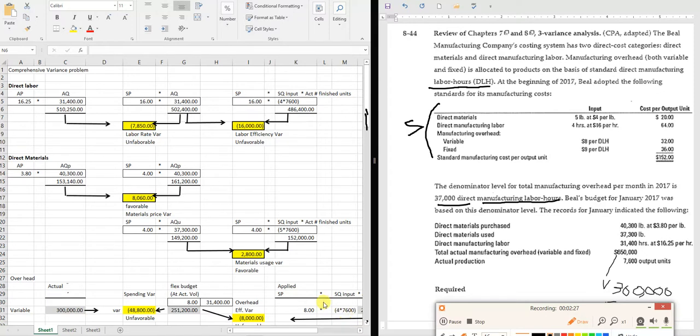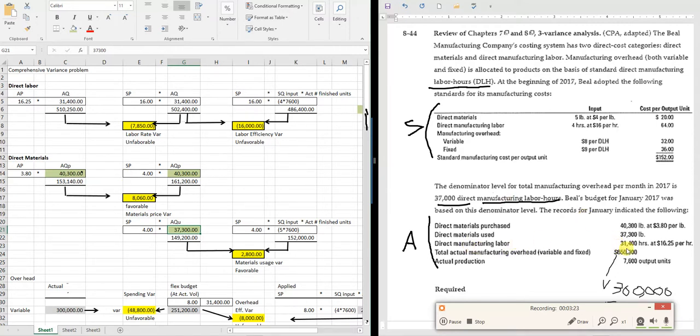So now I just start filling this in. I'll do the actual ones first, and then I'll come back up and do the standard. These are my actual ones, and so I have direct materials, 40,300 pounds. That is my actual quantity of materials, so I'm going to make that one green. I used 37,300 pounds, so I know that in my quantity variance, or usage variance, I use quantity used, because a usage variance is based on quantity used. In a price variance, it would be based on quantity purchased.